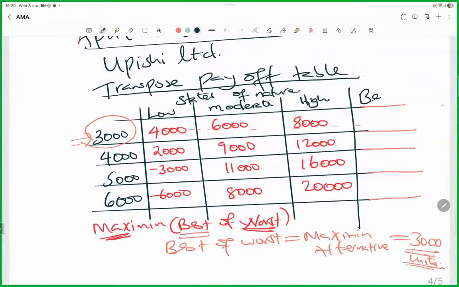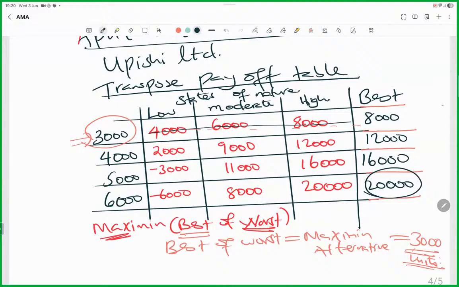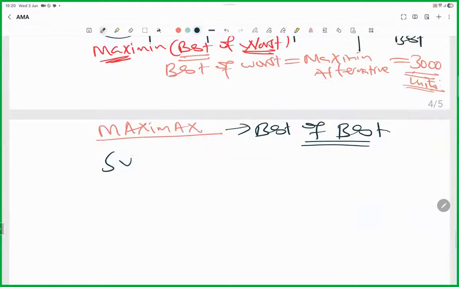Best. So best, you pick the highest profit, isn't it? So row number 1, the highest profit is what here? 8,000. Row number 2, 12,000. Row number 3, 16,000. Row number 4, 20,000. And of course, this is the highest of the highest, isn't it? So this is best of the best. And therefore, they should supply how many? The maxi supply 6,000 units.